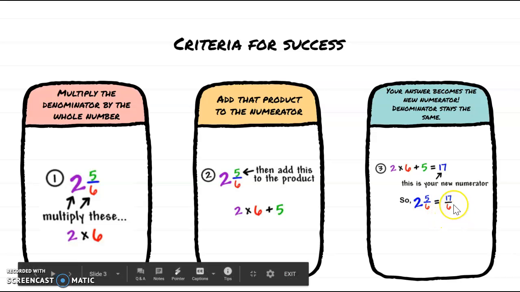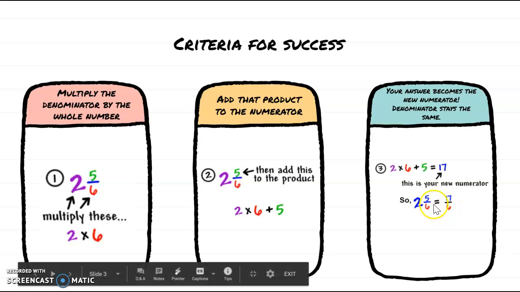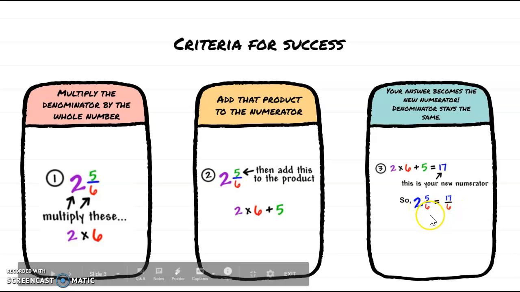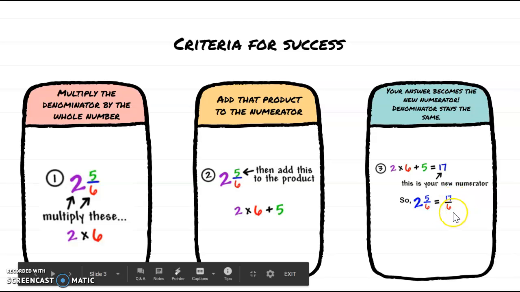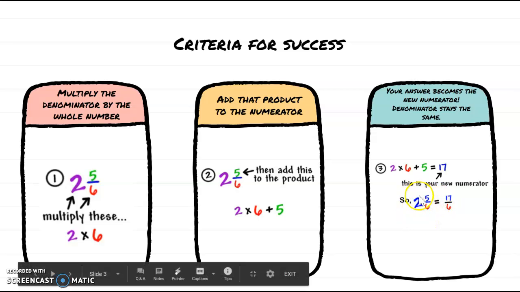Now where did we get the 6 from? The 6 came from the original mixed number, which was the denominator, and this denominator stays the same. So 2 and 5/6 equals 17 over 6. Now notice with this fraction right here, this is an improper fraction. An improper fraction has a larger numerator than denominator. That's what makes it improper. This is a mixed number because it has a whole number and a fraction together.